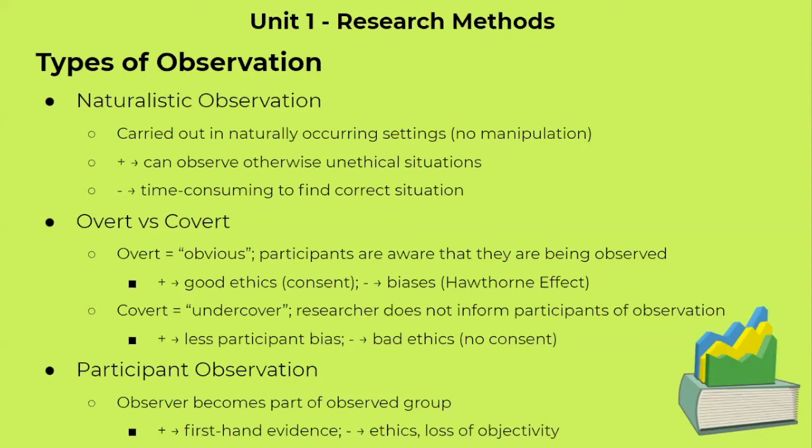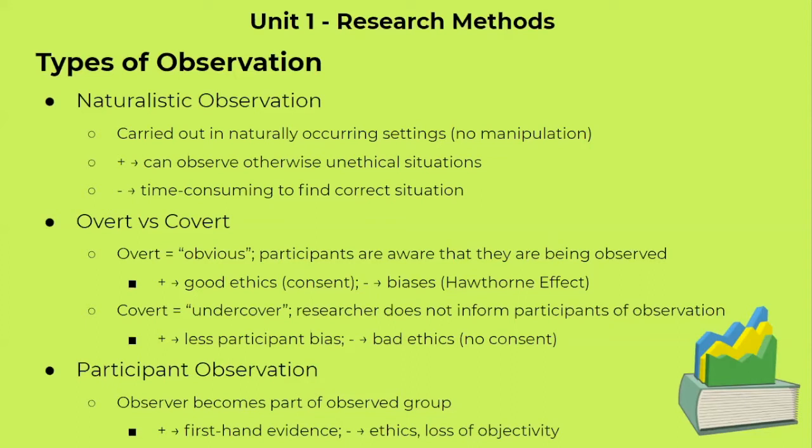So a major advantage of naturalistic observations would be that researchers can observe otherwise unethical situations, such as observing intergroup conflict. Like you wouldn't want to actually provoke such conflict just to observe it. So you can just use naturalistic observation and observe it as the situation is occurring. So you can just take advantage of that opportunity in order to study something while being ethical.